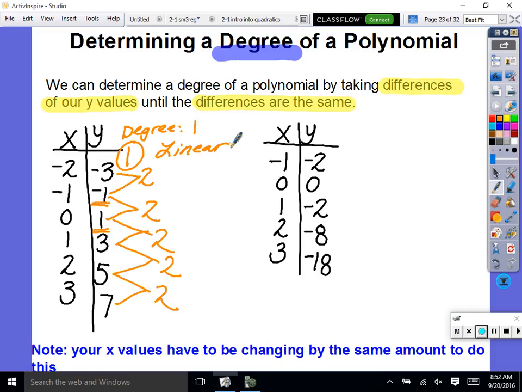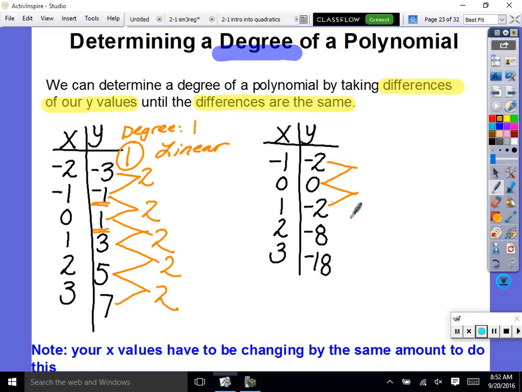Do you see how they were the same after we took differences the first time? Don't make the mistake. On my honors test, I had people say degree 2 because the differences were 2. It's not, the differences don't matter. It's just when they're the same. So if these would have all come out to be 3, it still would have been linear. Does that make sense? Okay, let's do this next one.